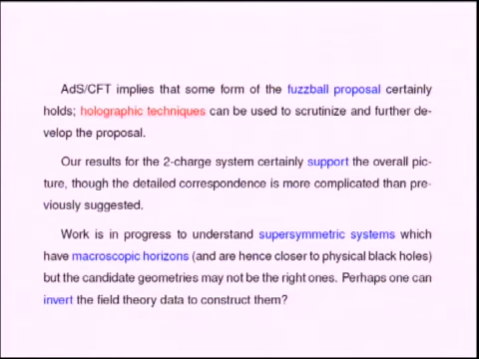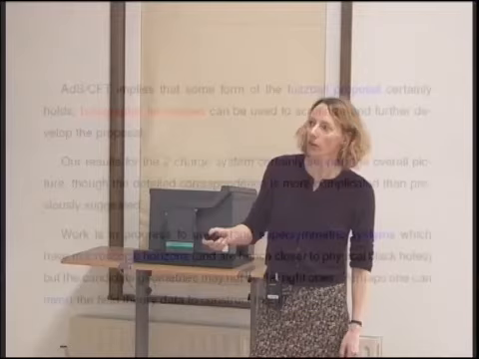Work is in progress by us and other people to understand the supersymmetric systems which have macroscopic horizons, and hence are one step closer to the physical black holes. Counter geometries might not be the right one. Okay, we also have this idea that we can use this inversion of the field theory data to construct them. Again, we only have partial results on that. But it actually seems tractable that we may be able to construct a representative basis for these cases, and see whether the fuzzball proposal holds. Okay, I stop there.